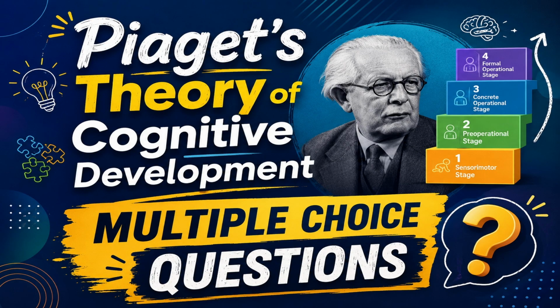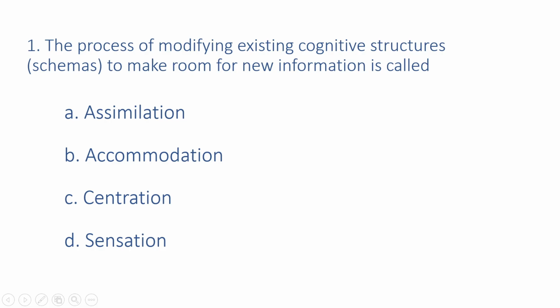Now, let us try to solve some multiple choice questions based on this theory. First question: the process of modifying existing cognitive structures to make room for new information is called. The options are assimilation, accommodation, centration, and sensation. The correct option is B. Accommodation. Accommodation involves altering existing schemas when new information cannot fit into them. In contrast, assimilation fits new information into existing frameworks without changing them.